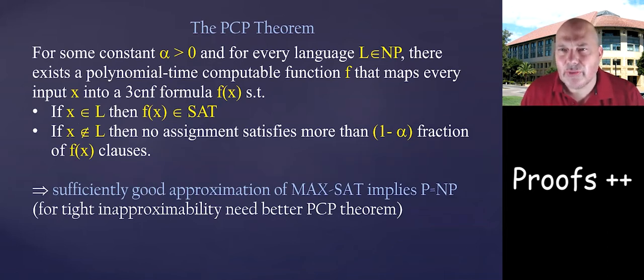This is not exactly what I promised. I promised that we can show that there is no 7/8 plus epsilon approximation. And for that, we need to work harder and to have a stronger notion of the PCP theorem. And that's beyond the scope of this course.